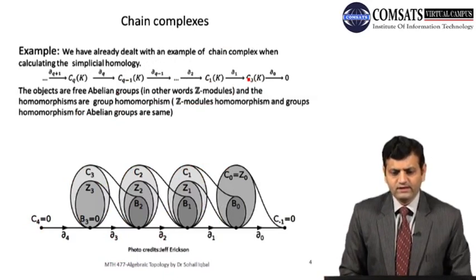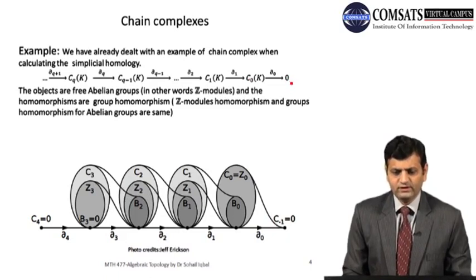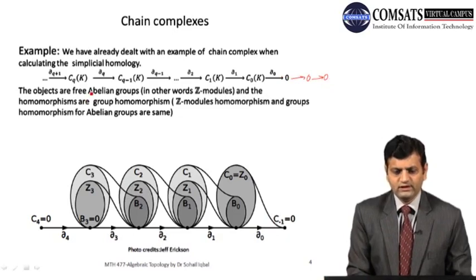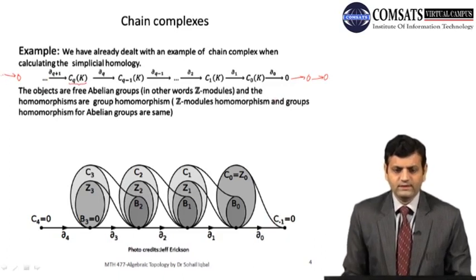We have already dealt with an example of a chain complex when we were calculating the simplicial homology. So what was this chain complex? You can see that there is a 0 over here, and we defined our chain complex to be doubly infinite. So I can take the rest of the things to be 0, 0 and 0 on both sides. If the simplicial complex has dimension n, then all the higher dimensional free abelian groups, for example Cn plus 1 of k, will be 0. So I can just take zeros on the other side. So it is doubly infinite.